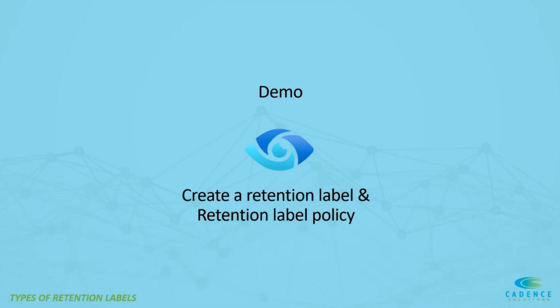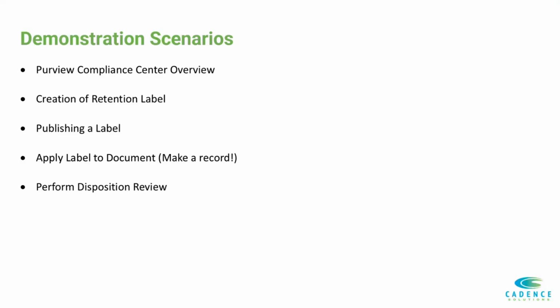Just as an outline of today's demo, we're going to see the Purview Compliance Center. We're going to see what that looks like. We're going to create a retention label. We're going to publish a retention label. We're going to see it getting applied to a document and it getting made a record. And then finally, we're going to perform a disposition review.